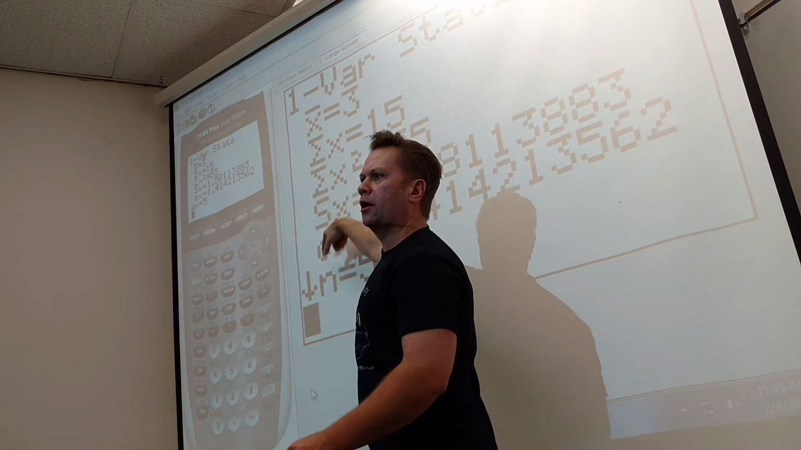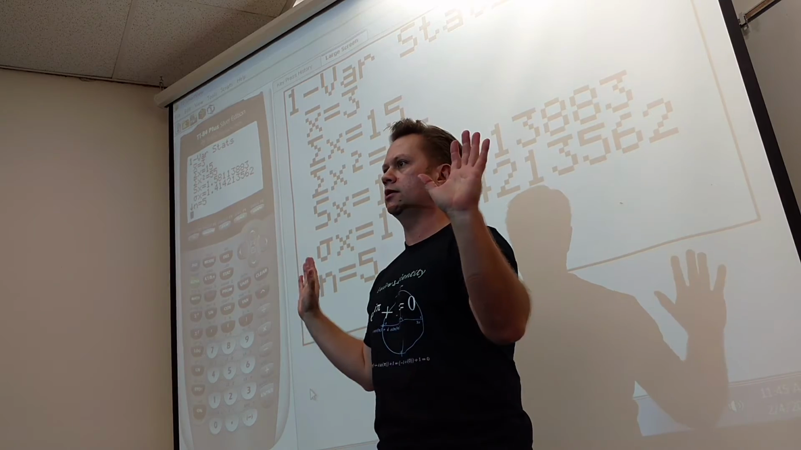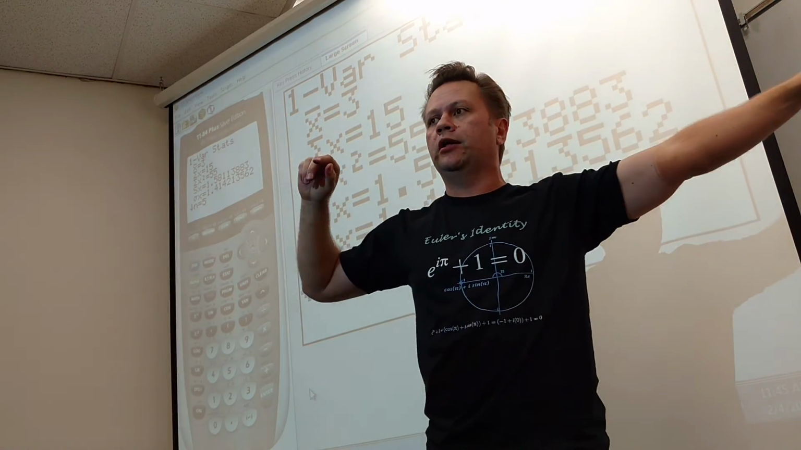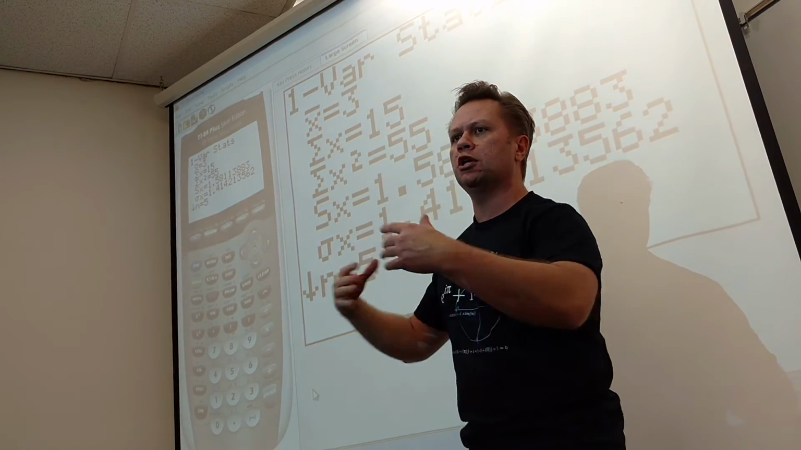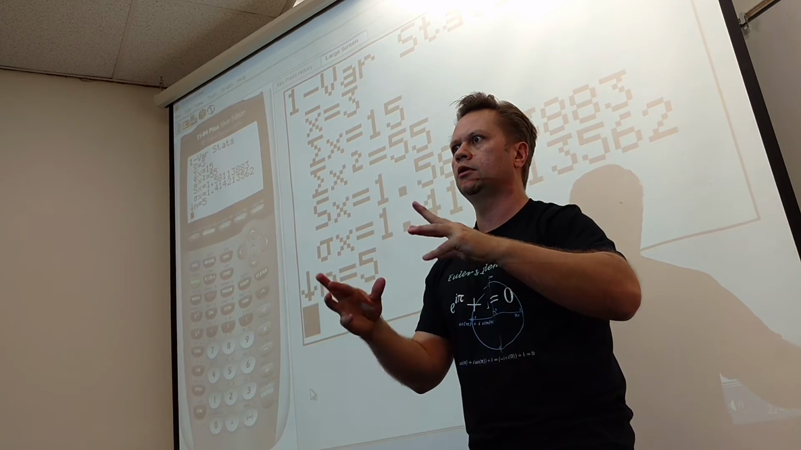So why does the calculator give me both? Because the calculator doesn't know. Is it a sample or a population that you put in? The calculator doesn't know, so it just gives me both. So if it was a sample that I put in, this is accounting for the fact that it's just a sample. It's trying to correct it so it's closer to the real standard deviation.